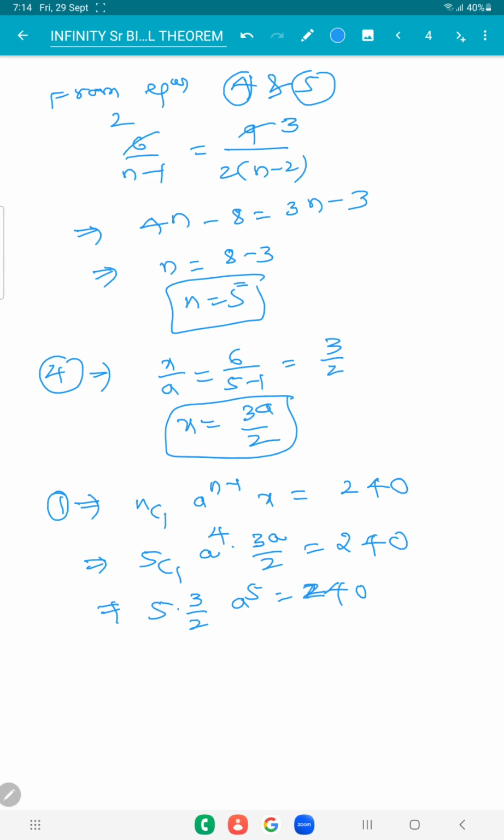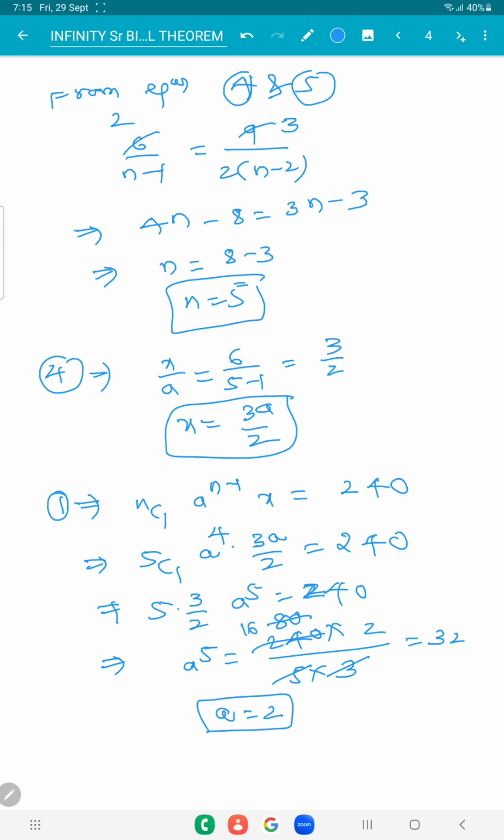So we are going to get the value of a now. So a power 5 is equal to 240 into 2 by 5 into 3. What is this, sir? 3 times 24, 8 3s, right? 80. How many times? 16. So a power 5 is equal to 32. A is equal to 2. Let it be the sixth equation. The sixth equation implies x is equal to 3 by 2, a is 2. So x becomes 3. So we got the values a, x, n.